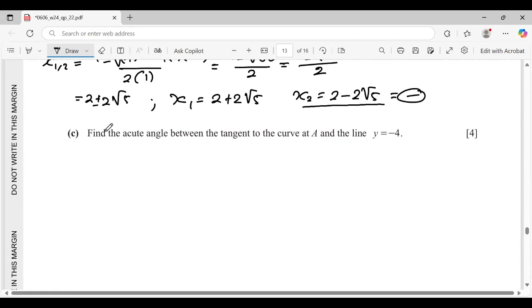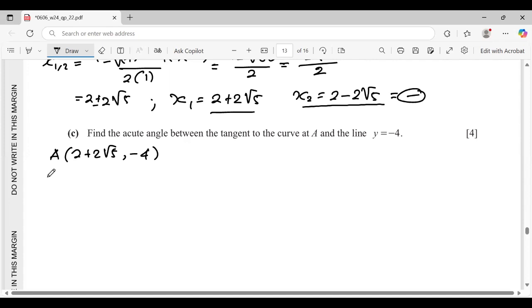Next question. Find the acute angle between the tangent to the curve at A and the line y equals minus 4. From part B, we have the information that x equals 2 plus 2 square root 5. So it means the coordinate of point A is 2 plus 2 square root 5, comma minus 4. This is the coordinate of point A.